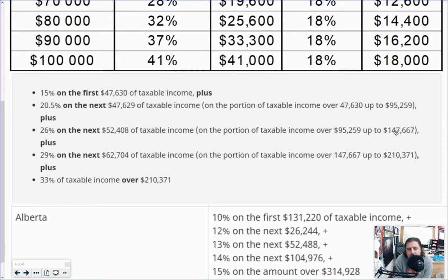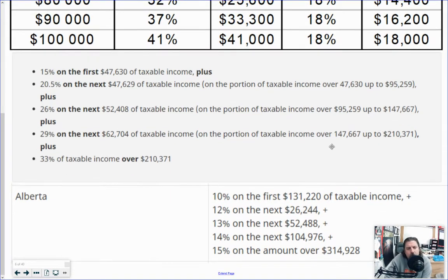Okay, so in other words, if you make $210,000, you're not paying 33% of all of that in taxes. You're only paying 33% of what's over 210. Okay, and then in the subsequent numbers that are lower, you pay that rate within that set of numbers. Hope that makes sense. All right. Alberta, also a progressive taxation kind of system, in which you pay 10% on the first 131,000 of your income, 12 on the next 26, 13 on the next 52, 14 on the next 104, and then anything over 314 you pay 15. Okay. So that's another example of progressive.